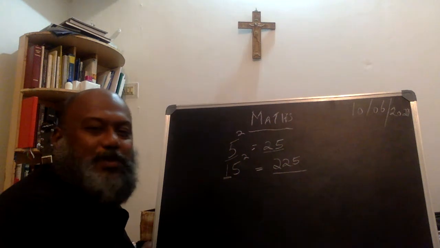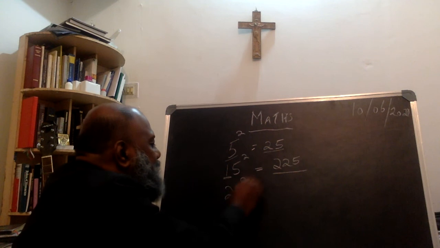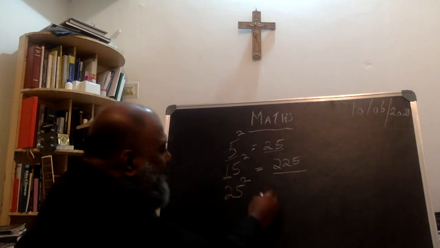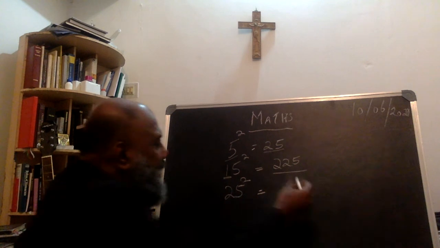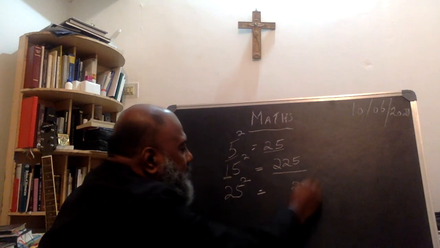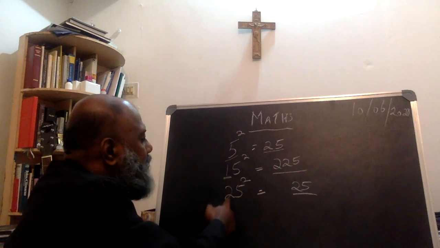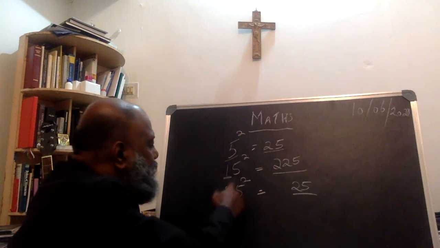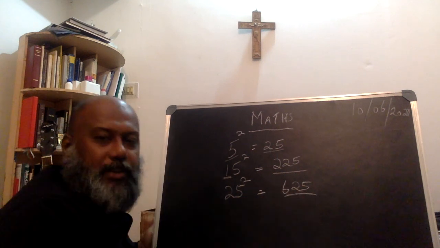The next number that ends with 5 after 15 is 25. How do we find 25 square? Same concept. When you square a number that ends with 5, the end would always be 25. So we put 25 here. We find out what is the number after 2. The number after 2 is 3. So we just multiply 2 with 3 and the answer is 6. Therefore the answer is 625.